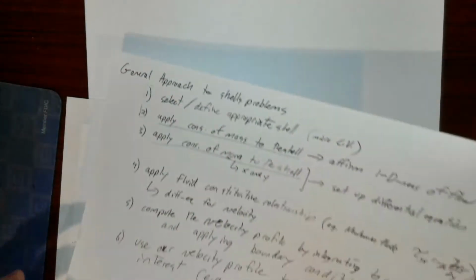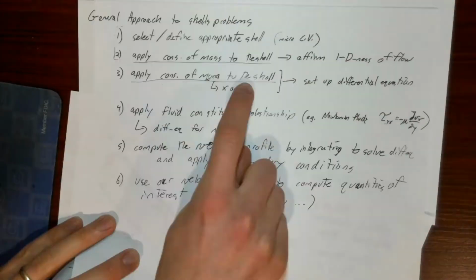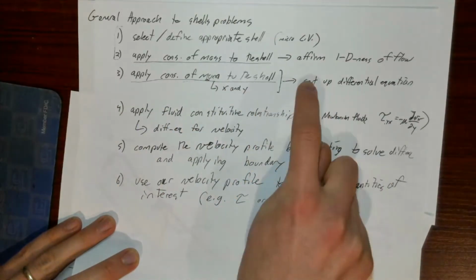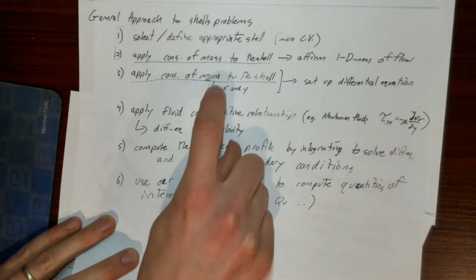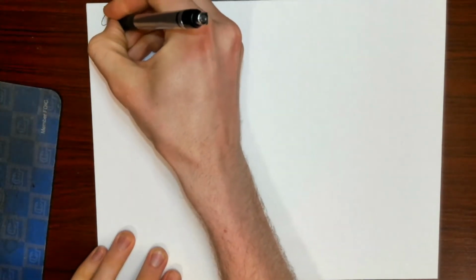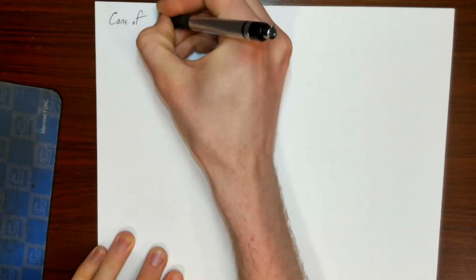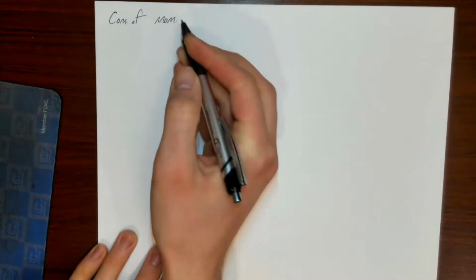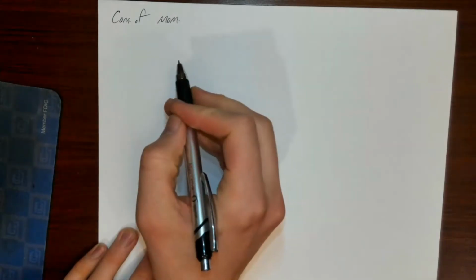The next step now is to apply conservation of momentum to this shell. This is going to set up a differential equation, and spoiler alert, we're going to need conservation of momentum both in x and y. So let's get started. So if we're going to apply conservation of momentum, let's go ahead and apply it. And I'm just going to keep it in the vector form. It'll save us a little bit of work later, so bear with me.